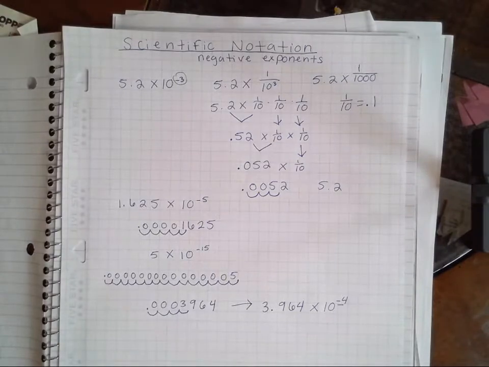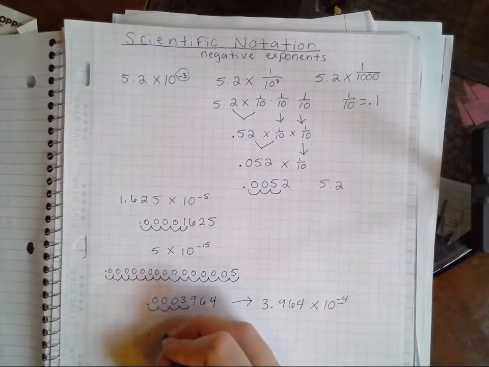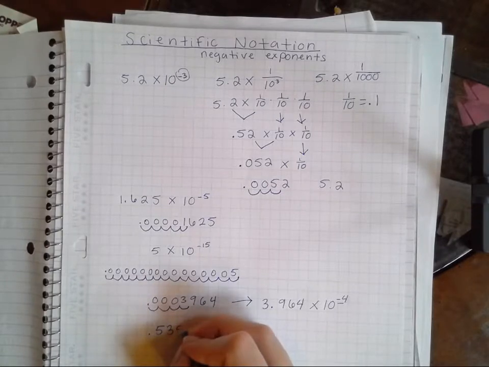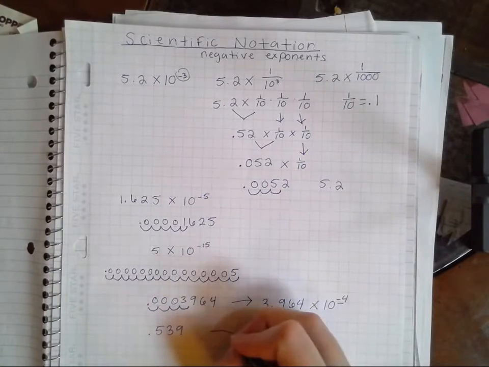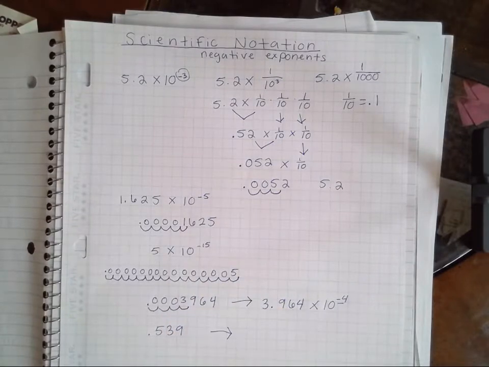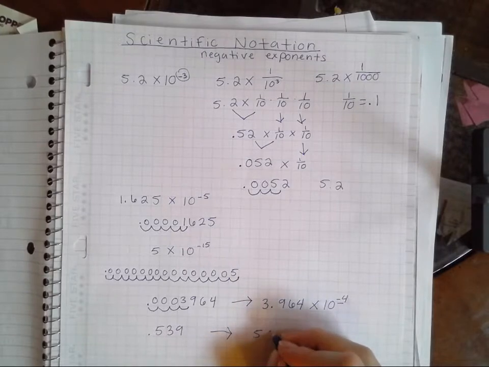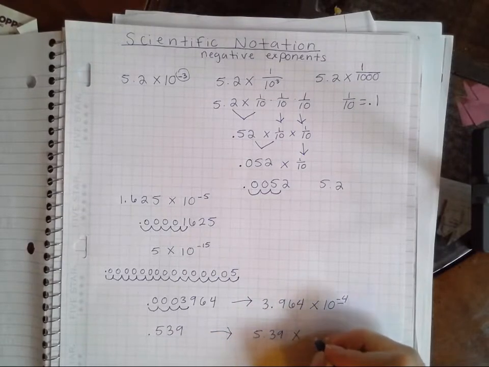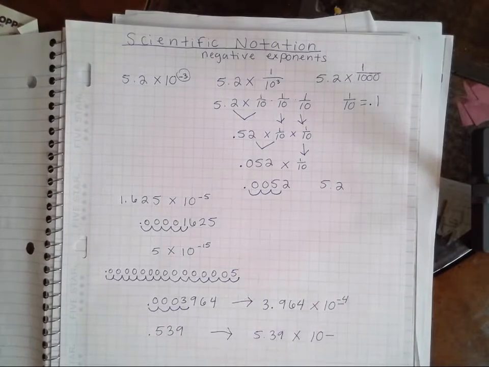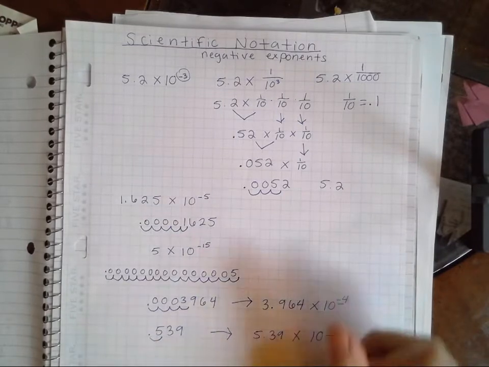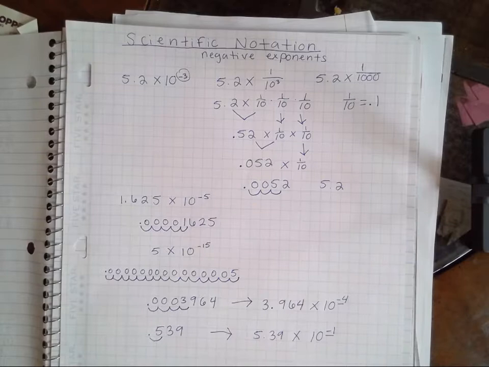We could do the same thing with, let's try 0.539. We're trying to turn that into scientific notation. The first time we're going to get a number between 1 and 10 is going to be 5.39, right after this 5. So we're going to try to get 5.39 and multiply that by 10 to a power. We're not sure what it is yet. The decimal's here. We want it to be right here. That is only one space. So we make the power negative 1.